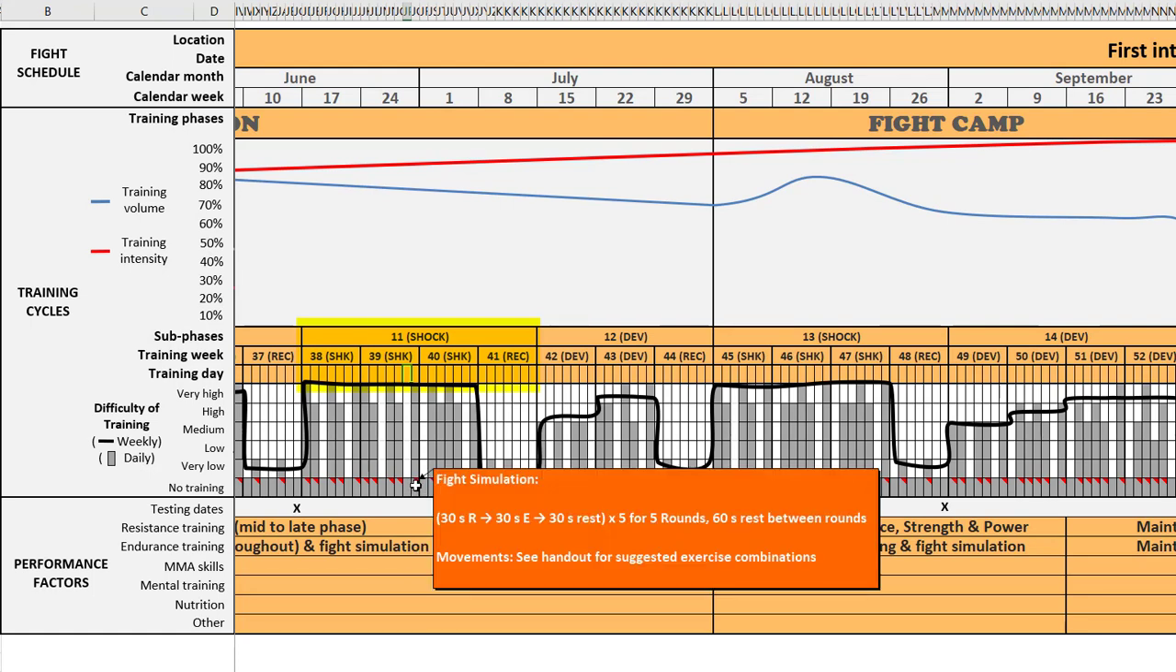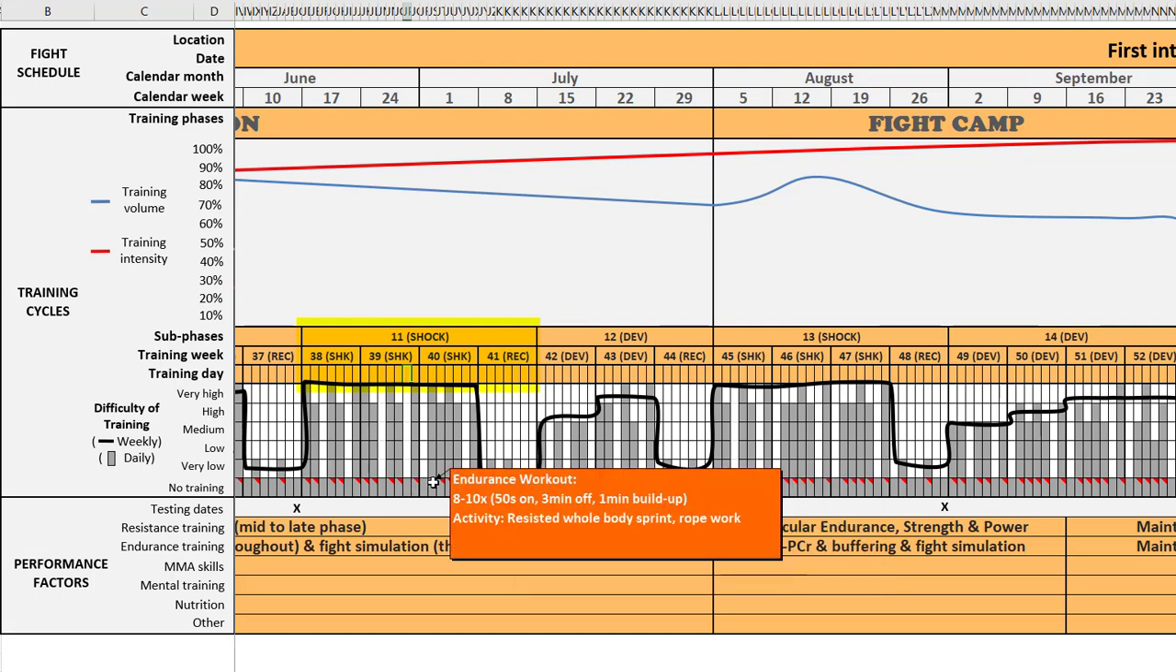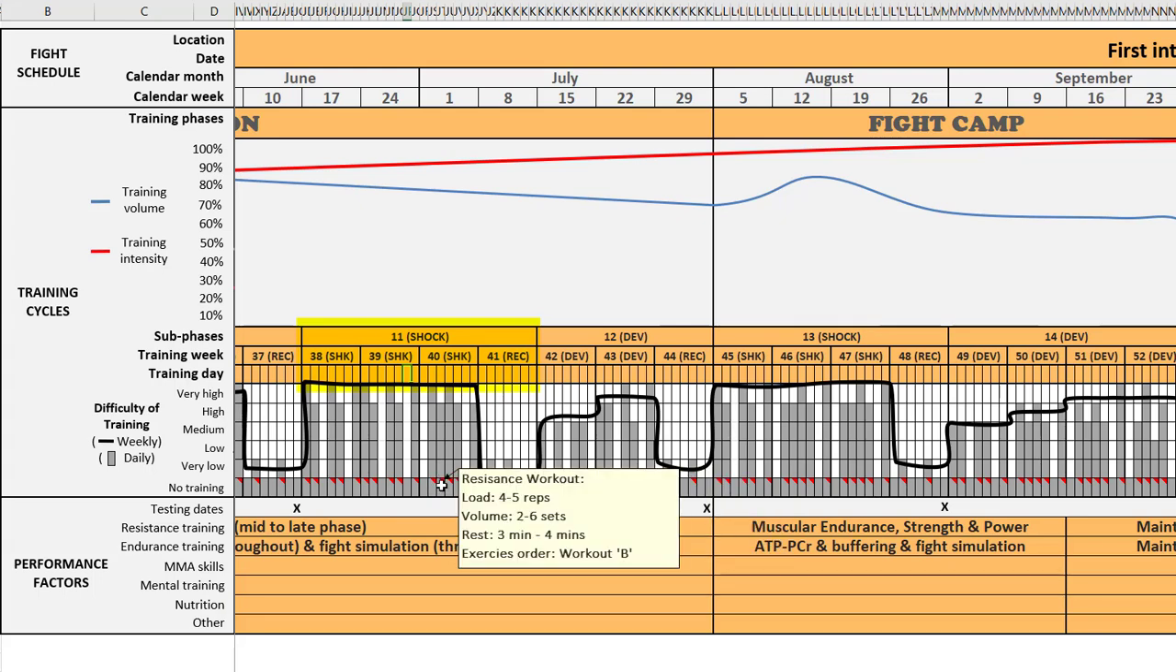And then we have the fight simulation. You can see here, again, it's the same thing as we've done in week 38. And then in week 40, it's the same thing again. Just scroll through so you can see.